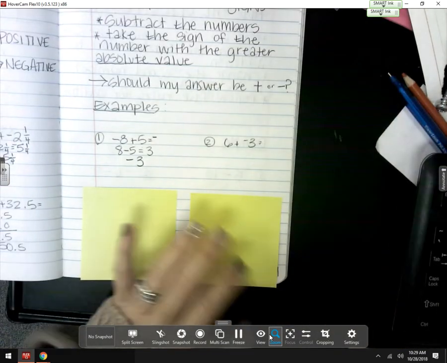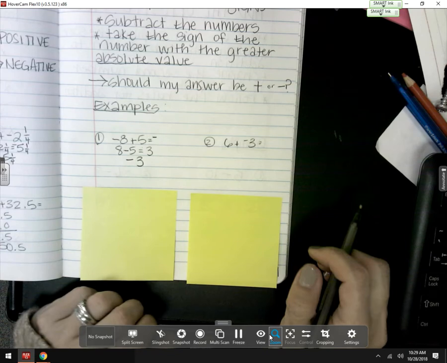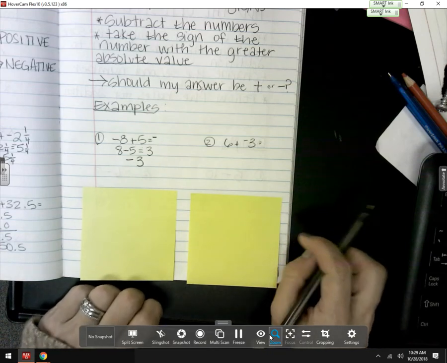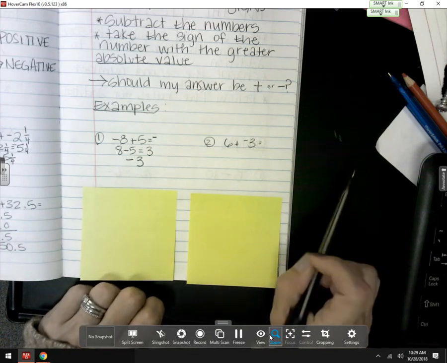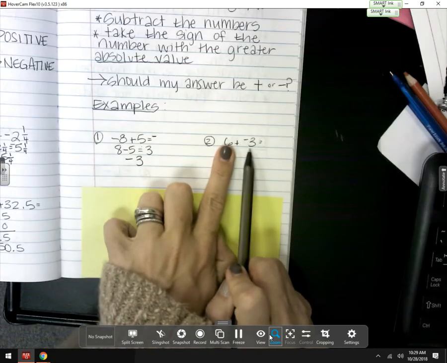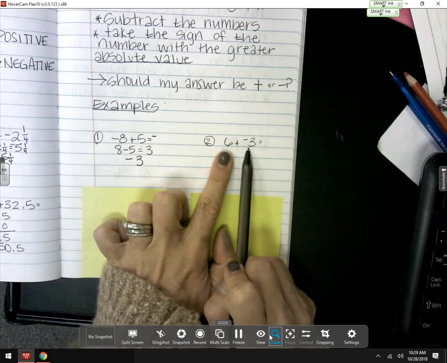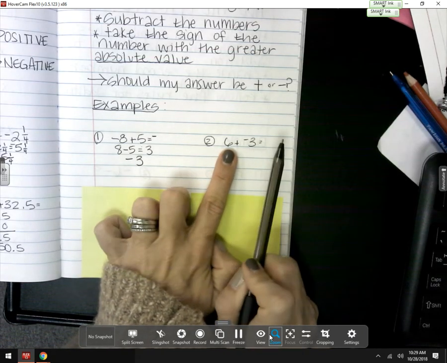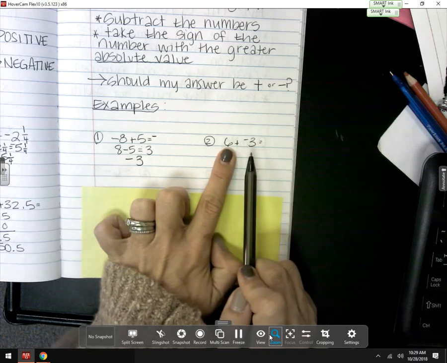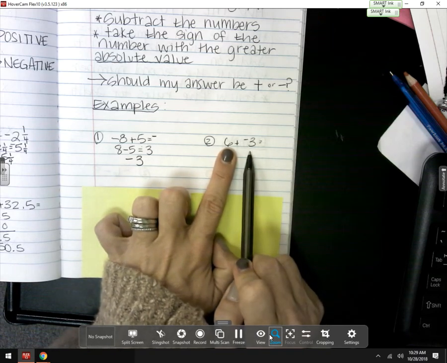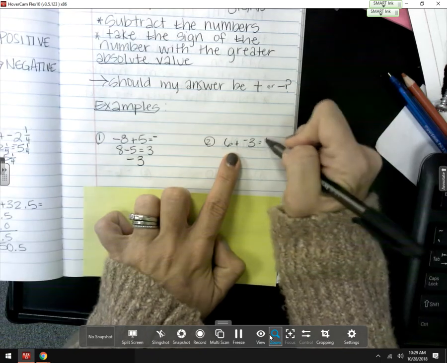Okay, example number 2. And remember, you're putting all these examples in your journal so that you can check that in with me before moving on to your next task. Okay, right here. So I have different signs again. I have +6 plus -3. And I know +6 has a greater absolute value than -3. So my answer is going to be positive.